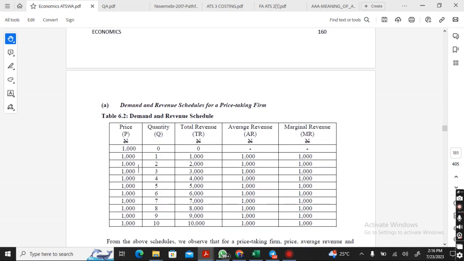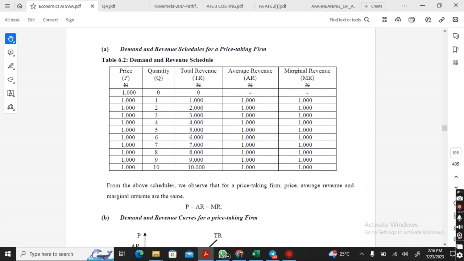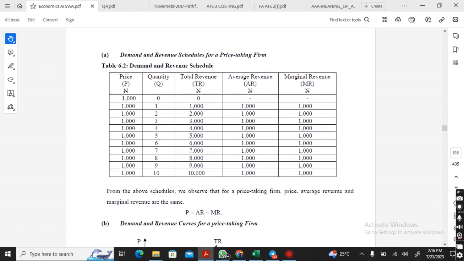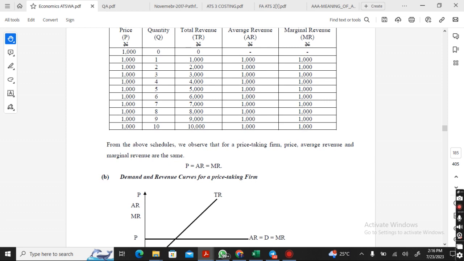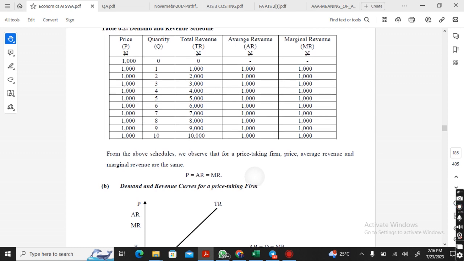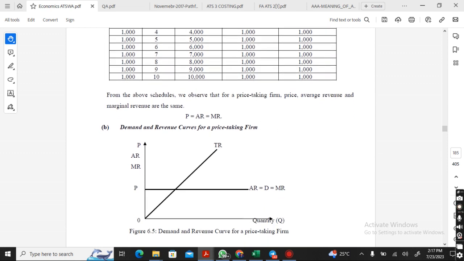So let's look at this demand and revenue schedule for a price taking firm. The price is 1,000 naira, quantity is one. So for total revenue you just multiply the price by the quantity. Average revenue, you can see that you get back to your price. Marginal revenue is the change in your total revenue, which is 2,000 minus 1,000, that's 1,000. Are you with me? So that means your price is equal to average revenue, which is equal to marginal revenue. So we observe that for a price taking firm, price, average revenue and marginal revenue are the same thing. Let's look at it this way.